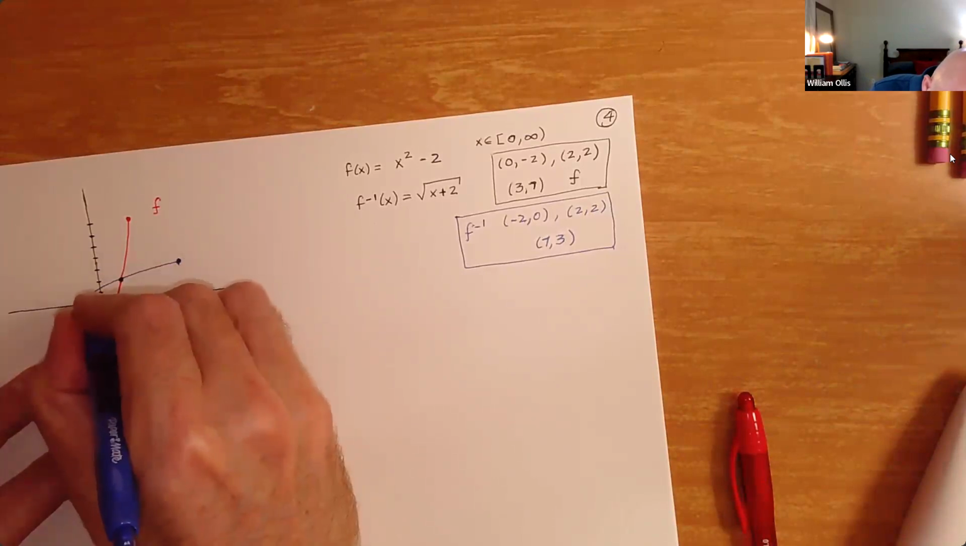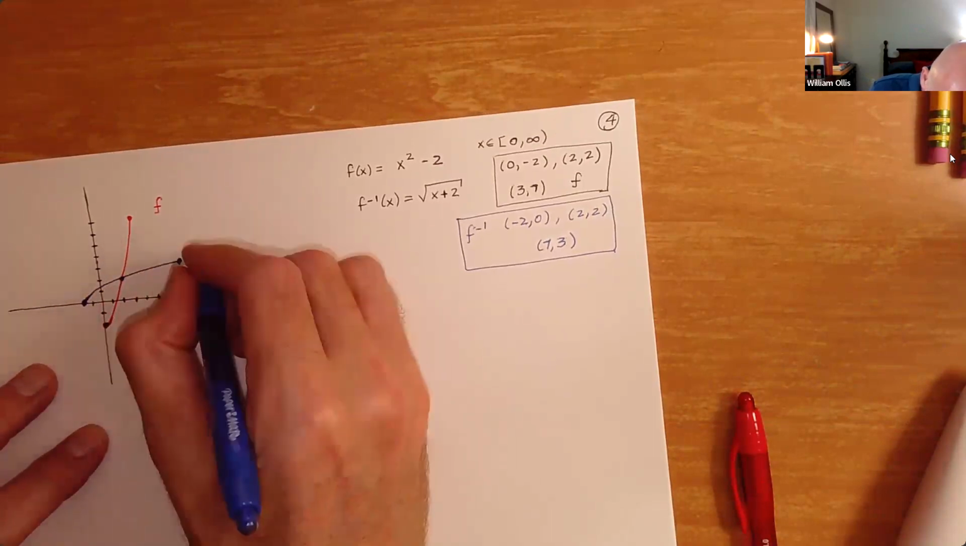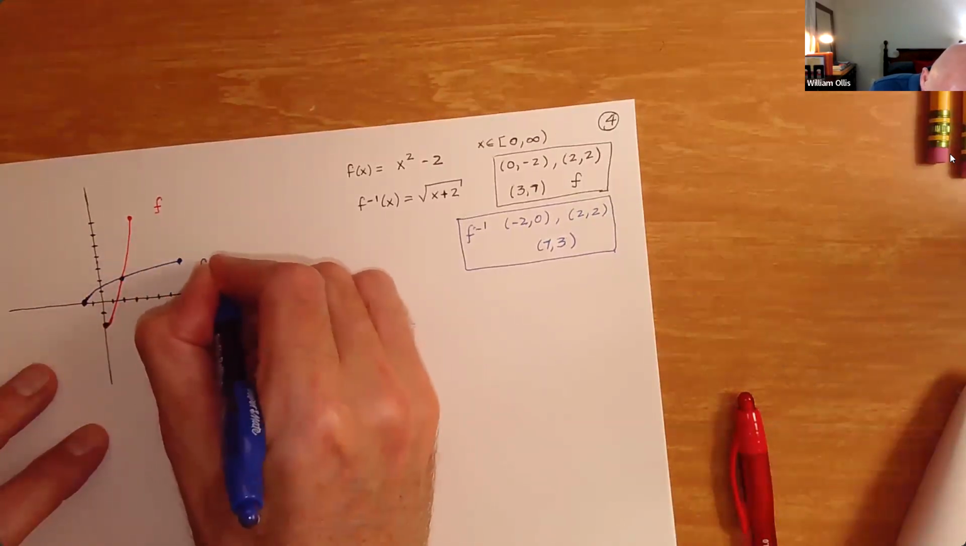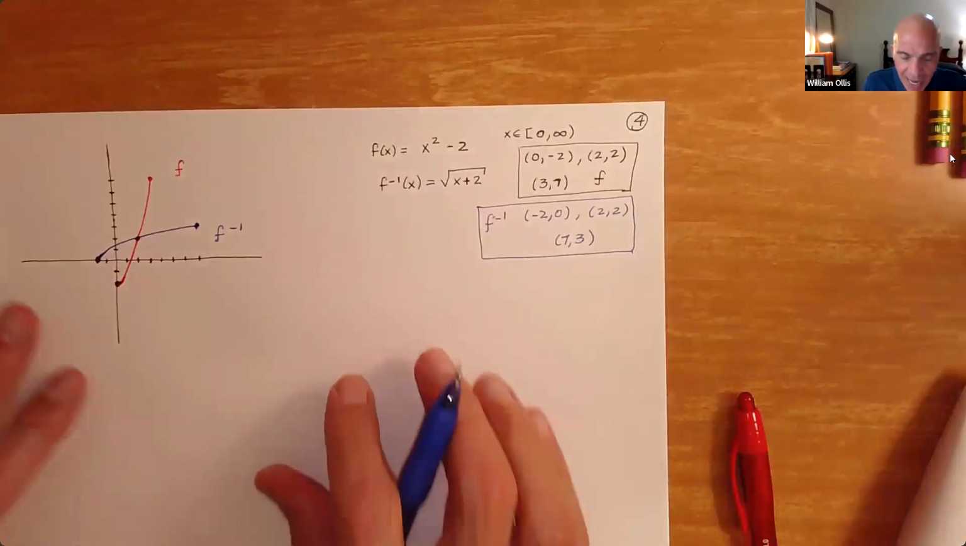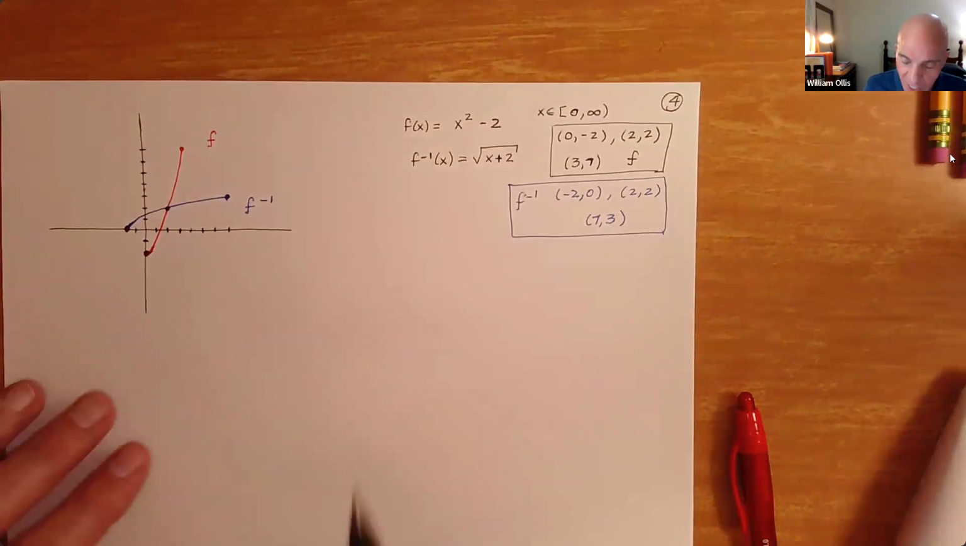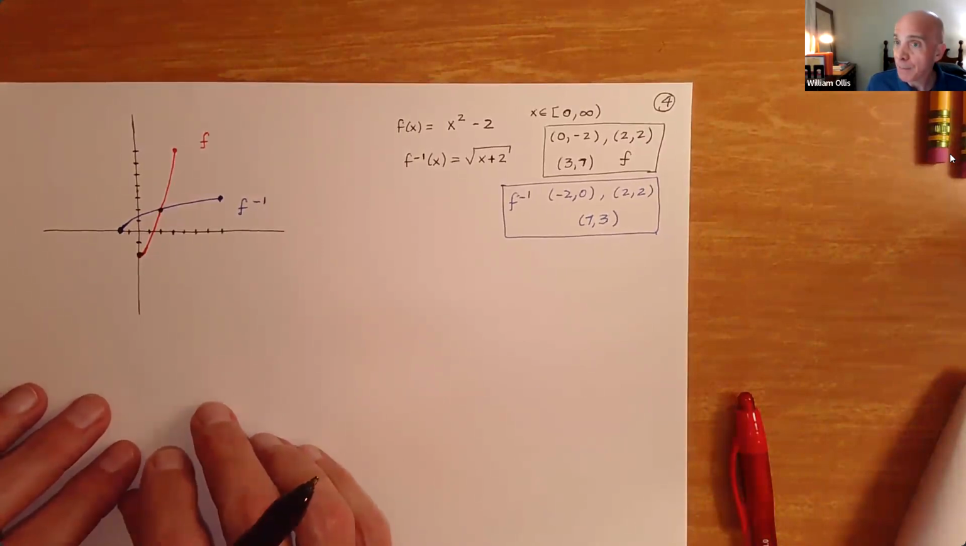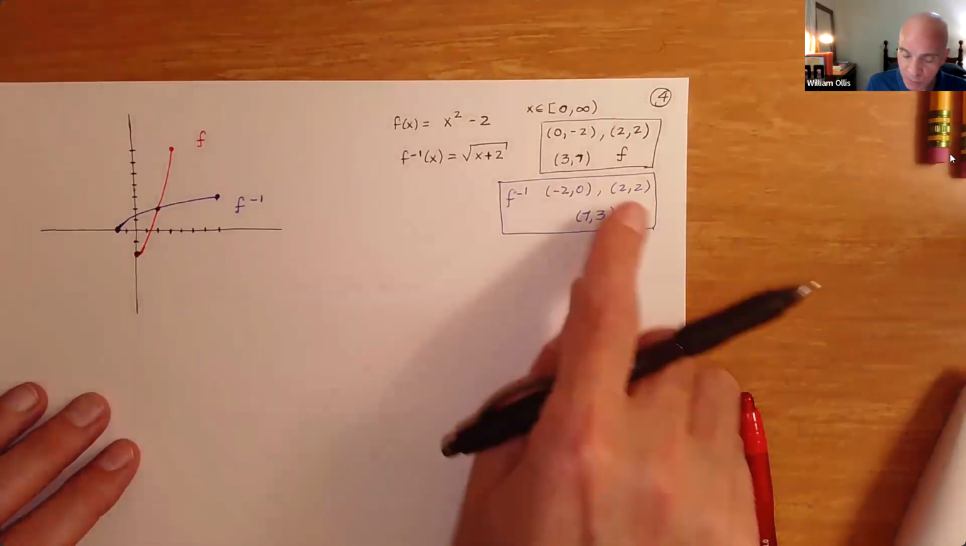Get a little bit of curvature there. So here's F inverse. Now, of course, notice what I've done here. I haven't extended these infinitely. All we're doing is just utilizing the fact that we know the shape of the quadratic function, just like we did with transformations. And then we can just use some simple points.